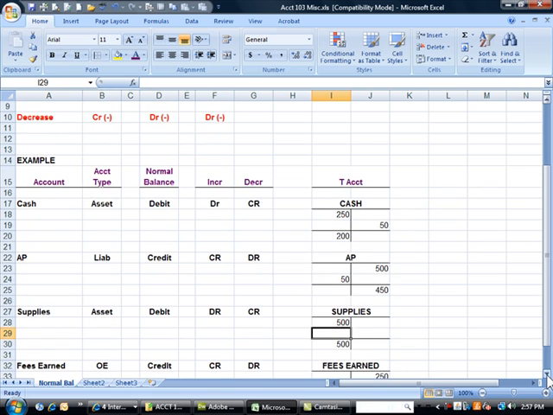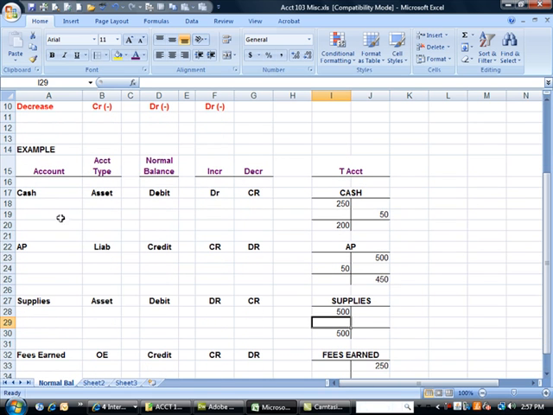So let's put some examples to this. I'm giving you 4 different accounts here. Cash. When you're thinking as a brand new accountant or a brand new student, you say cash, what is that? It is an asset. Okay, so asset has a normal balance of a debit. And if an account has a debit normal balance, then the increase is the debit and the decrease is the credit. DR and CR are just leftover terms from many moons ago. Okay, let's walk through the whole thing.